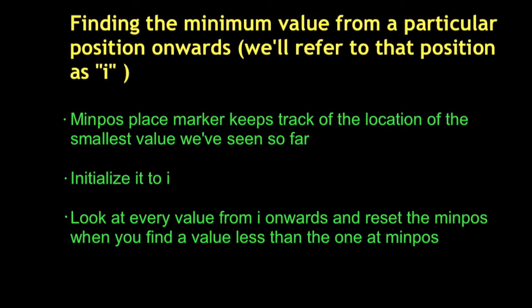So real fast, I'm just going to go over the procedure of finding the minimum value from a particular position onwards, because we're going to be seeing this a few times. When we find the minimum value from a particular position, we'll say I onwards, we create a place marker called min-pos that keeps track of where the smallest value is from position I onwards. We initialize min-pos to I, and then compare every value from I onwards to the value at the min-pos. Now, you don't need to compare the value at position I with the value at min-pos because they are the same, but we'll do it anyway because it makes the analysis a bit cleaner, and in the end we get the same result.